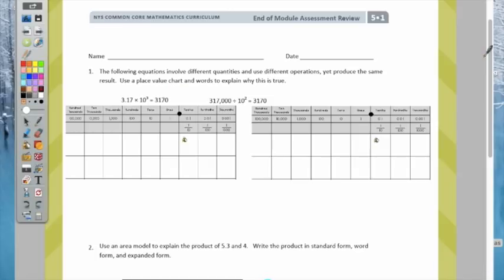Okay? So I want to start by putting 3.17 on your place value chart. So get your decimals on your place value chart. 1, 2, 3 decimal. Okay? And put 3.17 on there. And then we're going to take it times 10 to the third power.